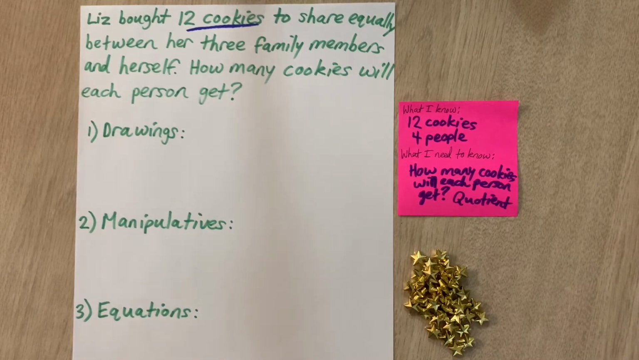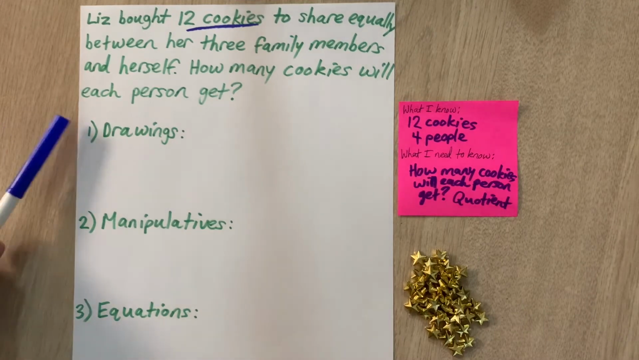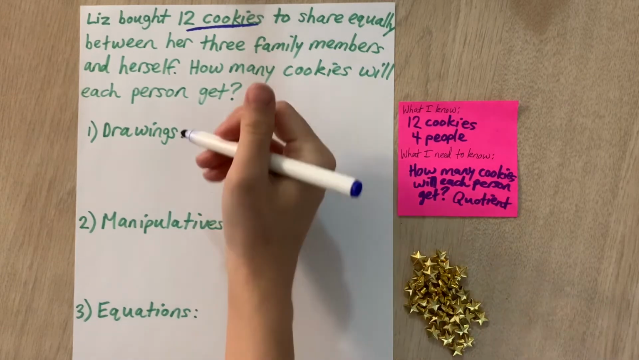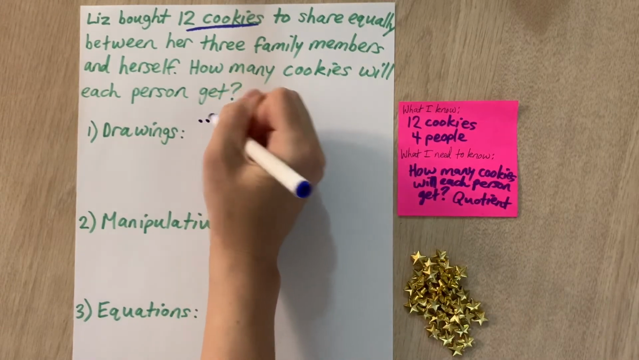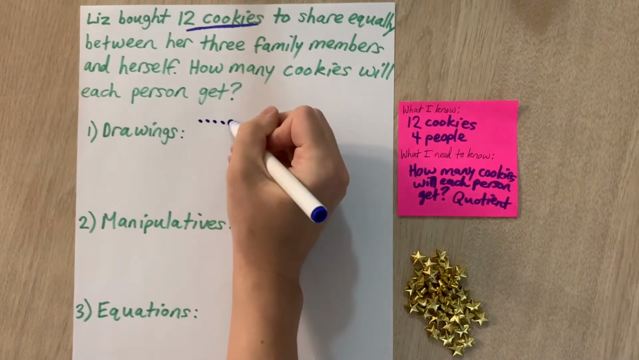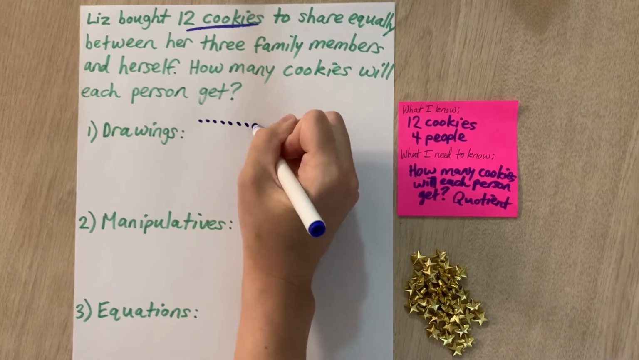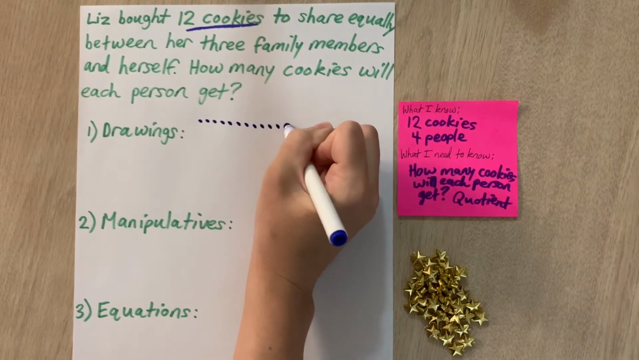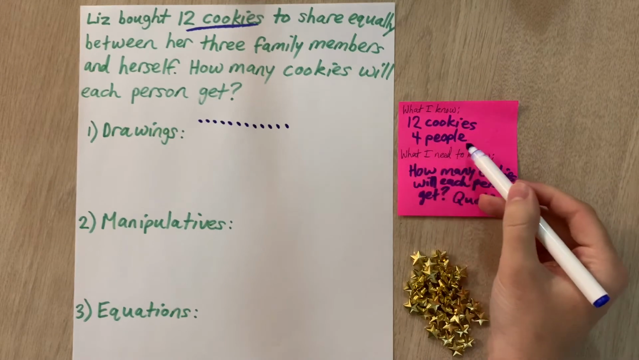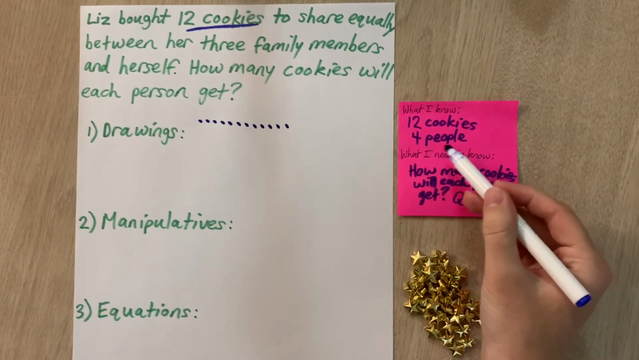We can solve this using 3 different strategies: drawings, manipulatives, and equations. So let's start with drawings. We know that there's 12 cookies, so let's use our dots to represent cookies. I'll do 12 dots: 1, 2, 3, and you can do this on your piece of paper too. 1, 2, 3, 4, 5, 6, 7, 8, 9, 10, 11, 12. So we have 12 cookies here, but we have 4 people. We have to split these 12 cookies among 4 people.